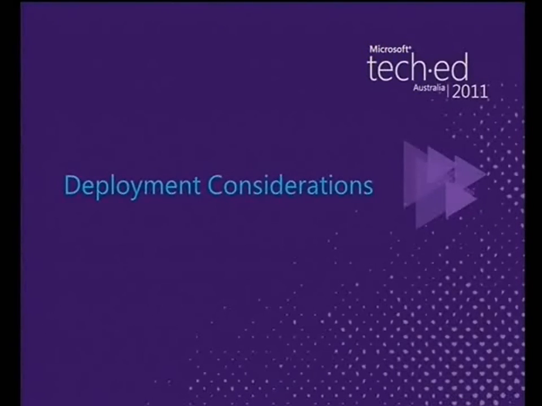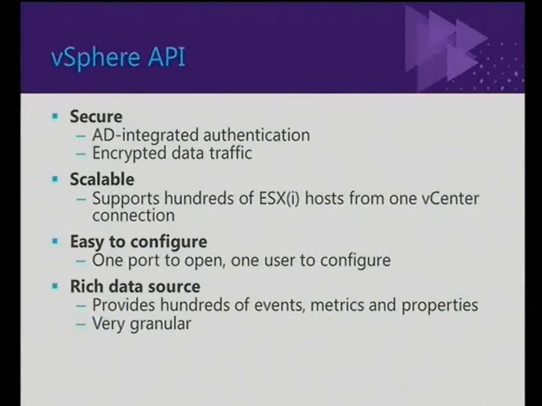Okay, but how do we get there? Let's have a chat about a couple of deployment considerations. So hopefully what I'm putting across is that it's just SCOM, right? It's just Ops Manager. How do we get the information inside there? Well, there's a number of ways to consume information from VMware. There's SNMP, and there's syslog, shudder, and a number of other ways.